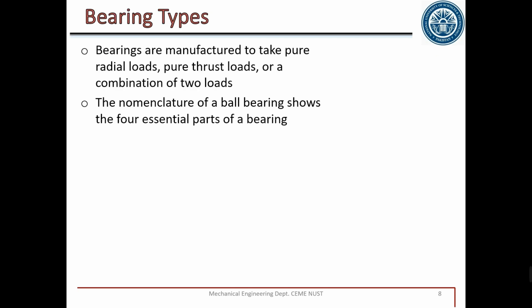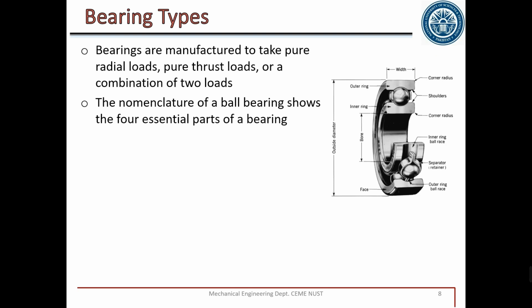Bearing types. Bearings are manufactured to take pure radial loads, pure thrust loads, or a combination of loads. When we have pure radial load, we can convert that load in terms of catalog load, and after that we select from the catalog load which diameter or which bearing is suitable.